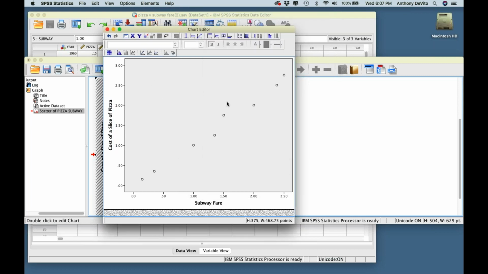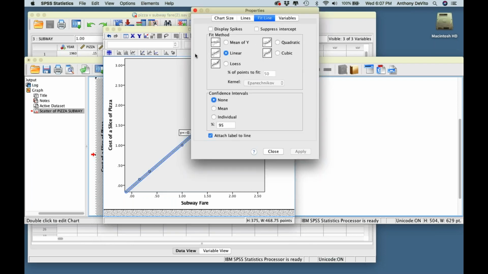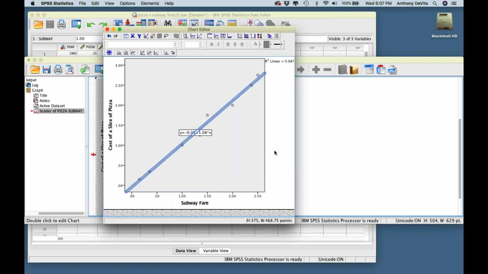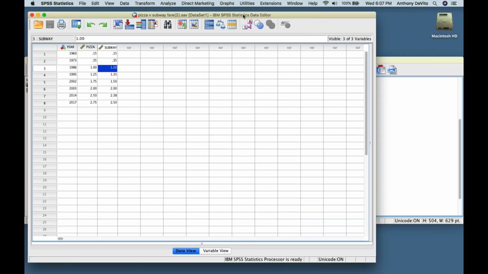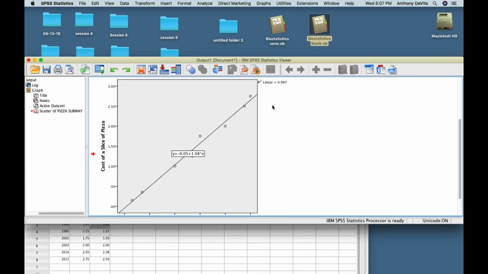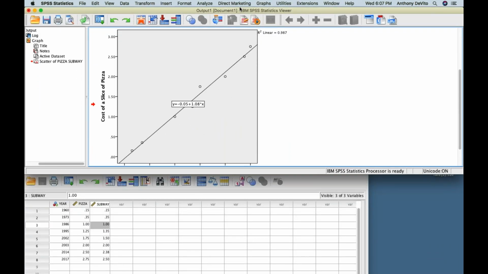One of the things I can do is ask SPSS to fit a best fit line to this data. I'm going to say okay, and it does it automatically. Let's see what I wind up with here. Actually, I can close this now, and it'll be transferred to the graph below. Oops, there it is.